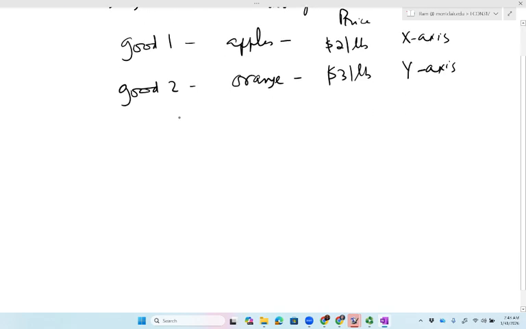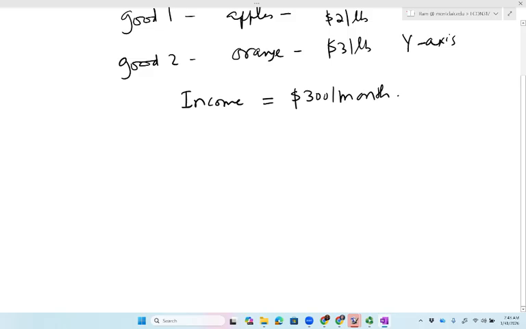I need additional information, that is the income this consumer has, and that I will take to be $300 per month. This says that this consumer is going to spend up to $300 on the pair of these two goods, apples and oranges. Remember, we are looking at the possibility of spending any number between 0 up to $300, and that will give us the budget set.